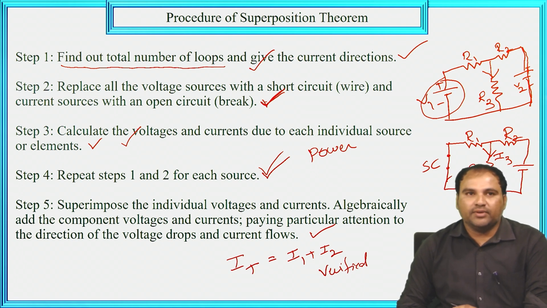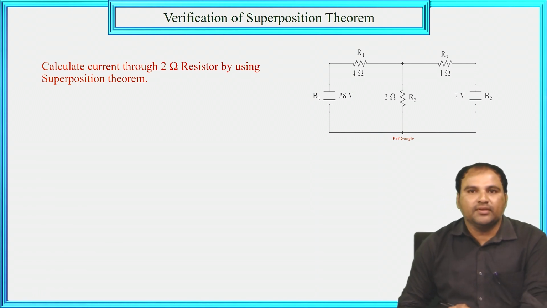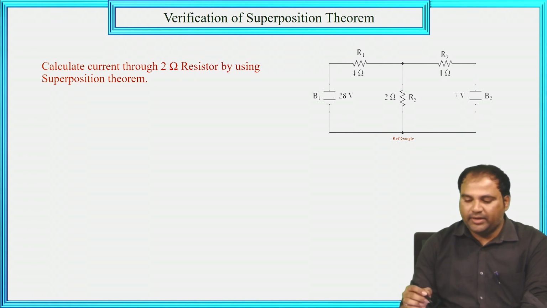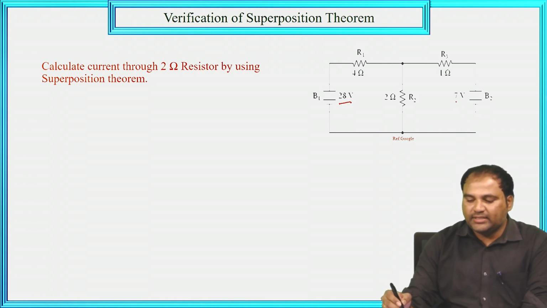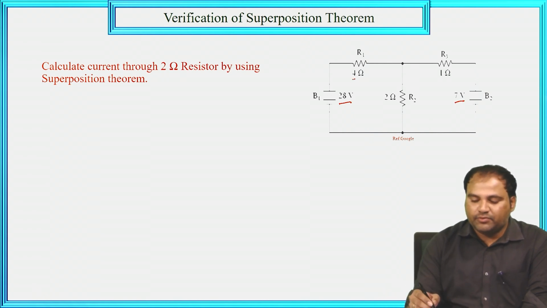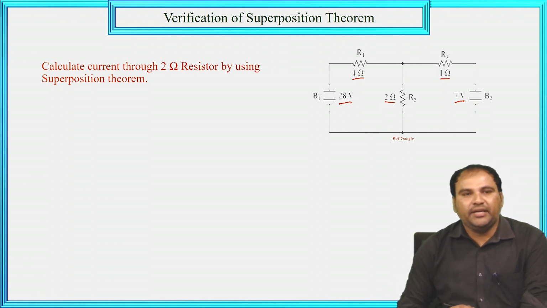Now I will take one example. We have a circuit where the primary voltage is 28 volt and the secondary voltage is 7 volt, and the elements are 4 ohm, 1 ohm and 2 ohm. The question is to calculate the current through the 2 ohm resistor using the superposition theorem.